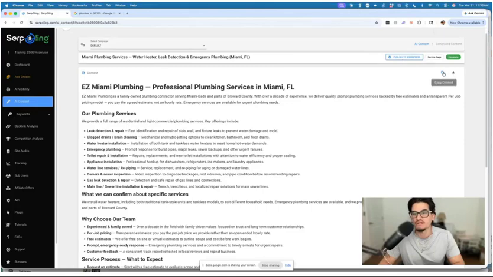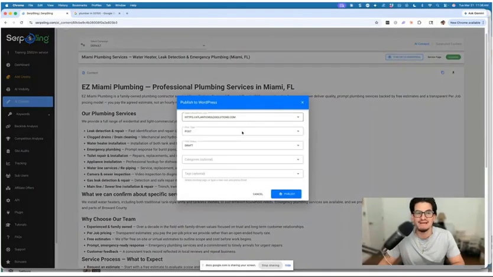You can copy the content, you can download the content, or you can publish directly to WordPress from inside of SERPsling. Okay, so you would just choose the website that you're working on, choose a post or page, whether you want draft, publish, or schedule, and which categories you want it to go into, and your tags as well. Okay, and then once you select all of that, you hit publish, and that gets published directly to your site.